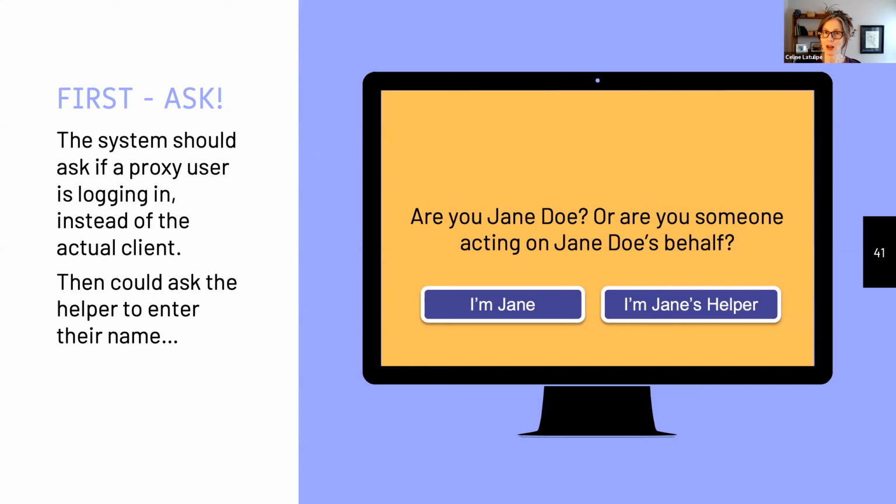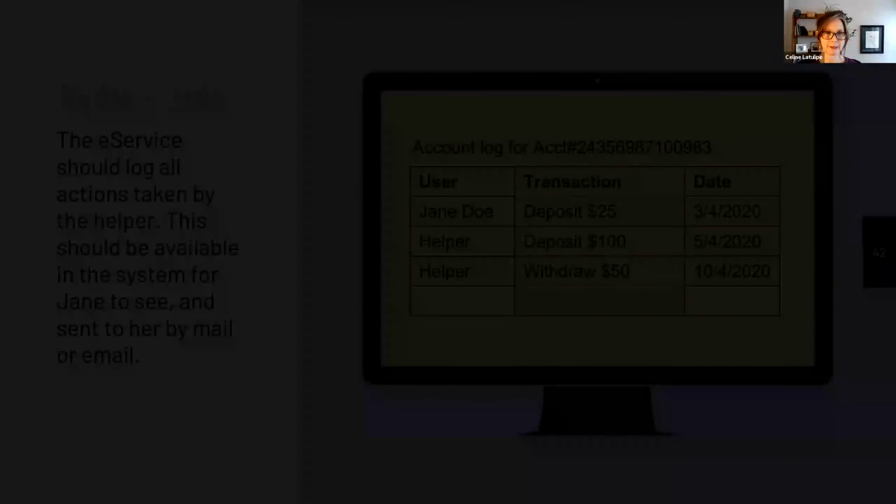And then the system could ask the helper to enter their name. Now, this is a controversial suggestion, and the reason is that this basically explicitly acknowledges that password sharing is happening. And in that sense, it can be seen to be condoning password sharing. And so you can see that from a bank's perspective, this would be pretty controversial and considered highly problematic. And yet, it may be a much more pragmatic way to approach some of these issues.